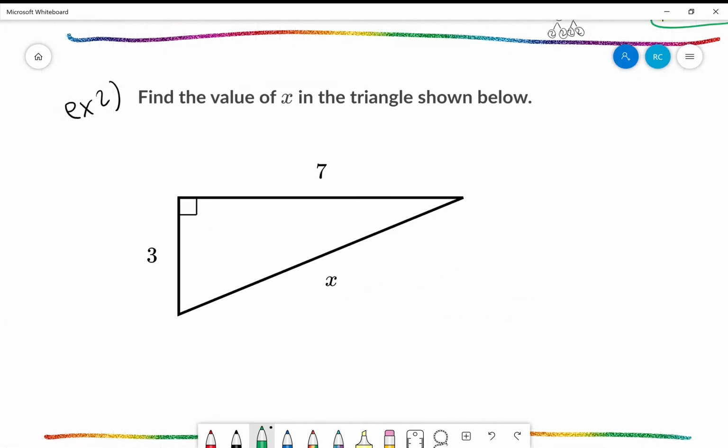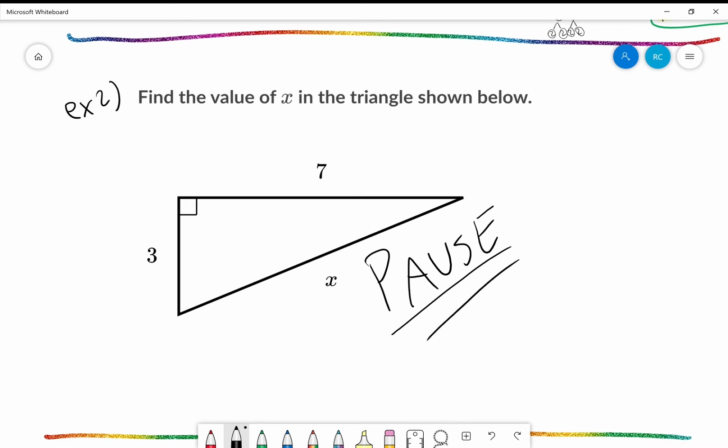Here we have another triangle. This one has legs of 3 and 7 and a hypotenuse of x. So we will go ahead and set this up really quick. As usual, go ahead and pause, take a couple of minutes, see if you can do it yourself. Ready, set, go.